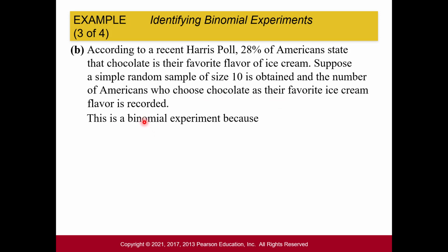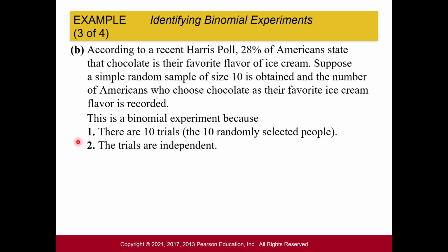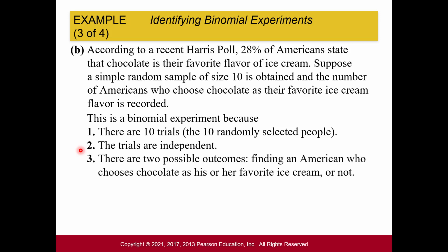So this is another example of a binomial experiment, and here's why. Number one, there are 10 trials, and that's the 10 randomly selected people, so a fixed number of trials. Number two, the trials are independent, they don't affect each other. Number three, there's two possible outcomes. Either the person chooses chocolate as their favorite or not.